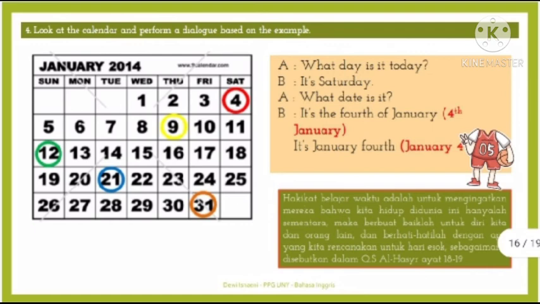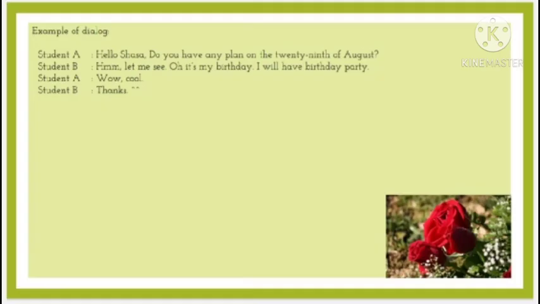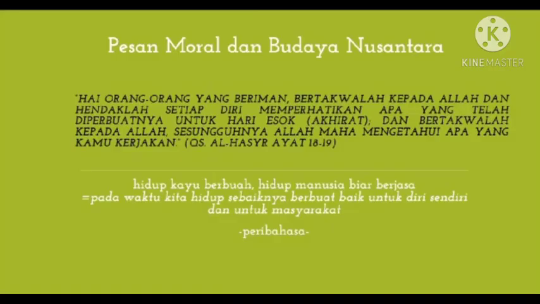Now your turn. Just perform a dialogue with your partners for the circle of the dates. And to make you practice more, please perform dialogues with your partners based on the information on this agenda. The example of the dialogues will be shown in the next slide. Here is the example. Please make sure that you record your dialogues and submit it to me by the end of this month.